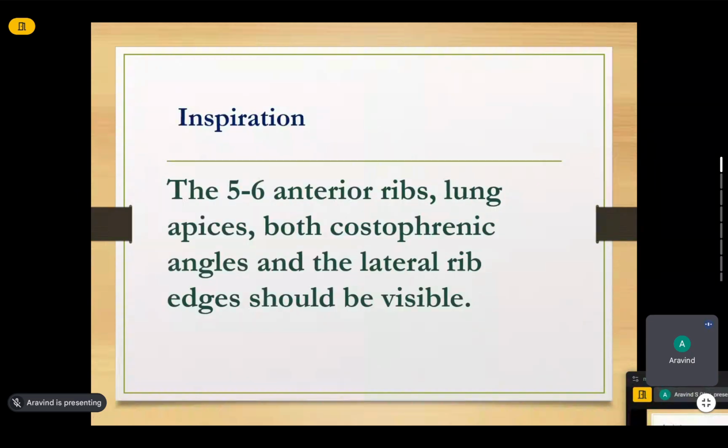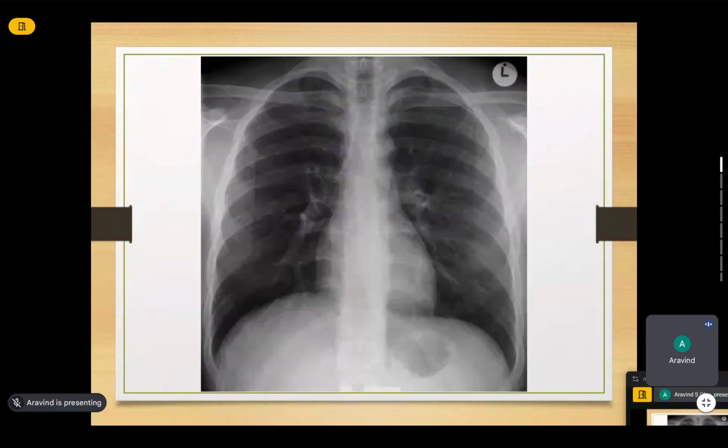Next, check for the inspiration. So we are checking for the quality of the image. To ensure whether the X-ray has been taken with enough breath taken in, you have to look for the anterior ribs. You should not misunderstand this as fifth or sixth rib. It is five, numerically. When you count the ribs, at least five or six ribs must be visible.